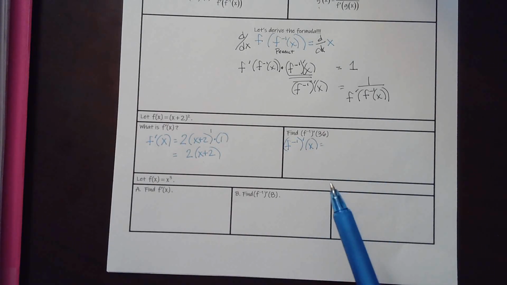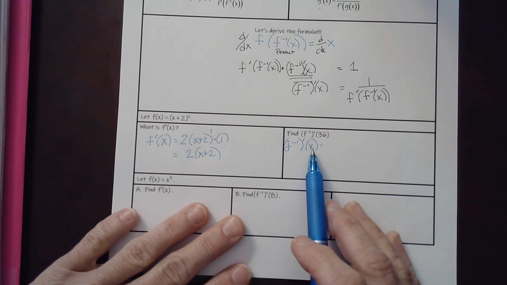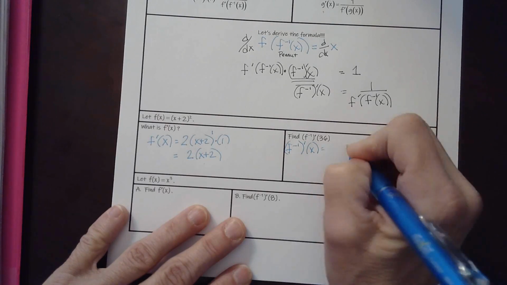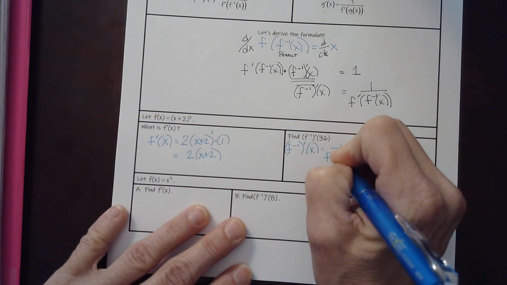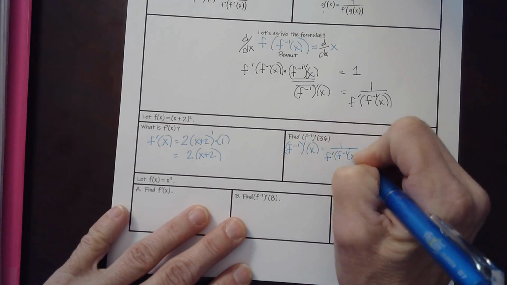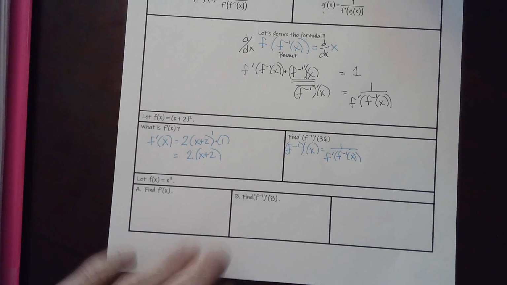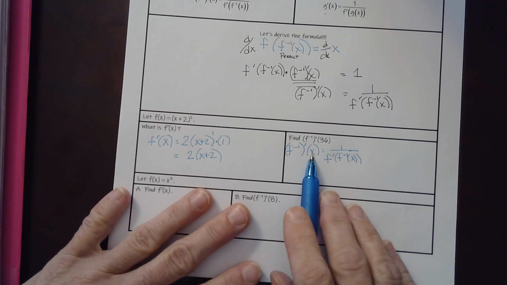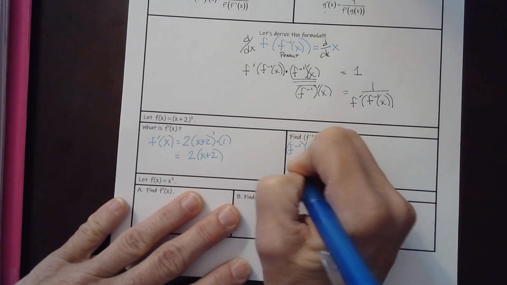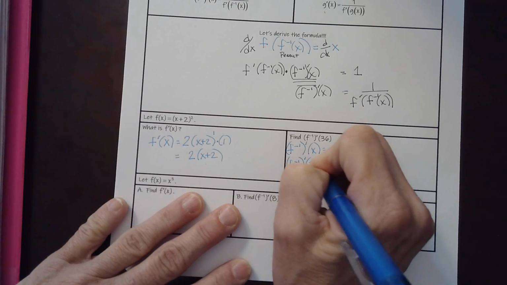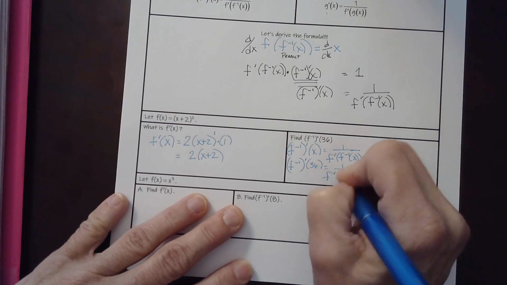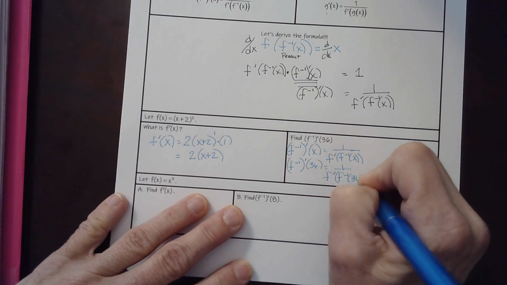Okay, so here's what we've got so far. f inverse prime of x will be 1 over f prime of f inverse of x. Now I'm going to replace my x's with 36. So f inverse prime of 36 will equal 1 over f prime of f inverse of 36.